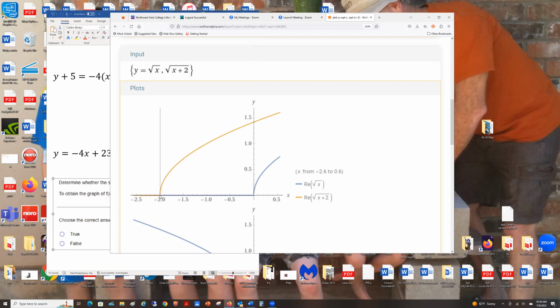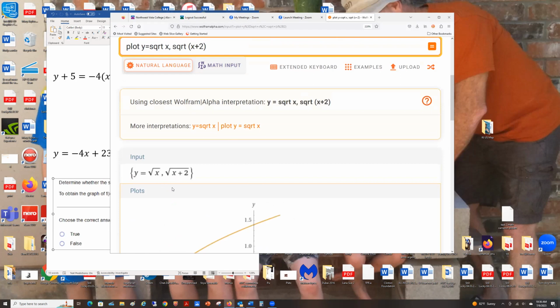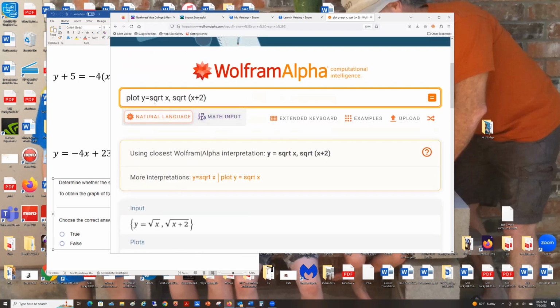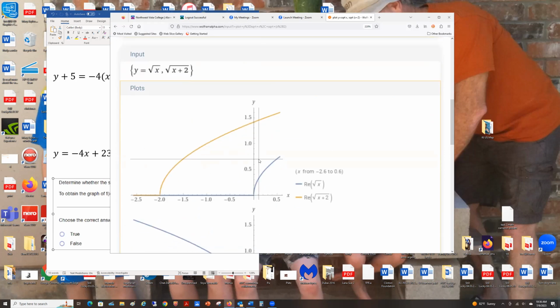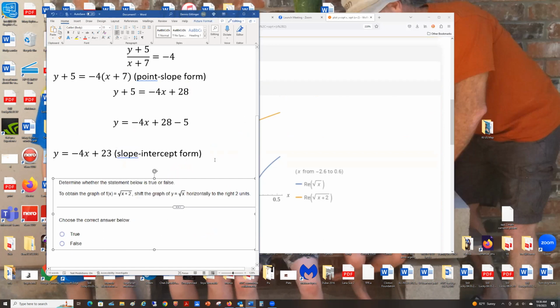Now, Wolfram Alpha automatically graphs it correctly. If you just enter it like I did, square root of x, comma, square root of x plus 2, it'll graph both of those, and you can see it's shifted 2 places to the left. That makes sense. Yeah, Wolfram Alpha is a great aid for students, and for me too, for that matter. It saved me a lot of trouble.